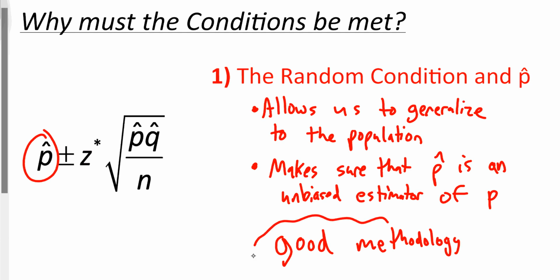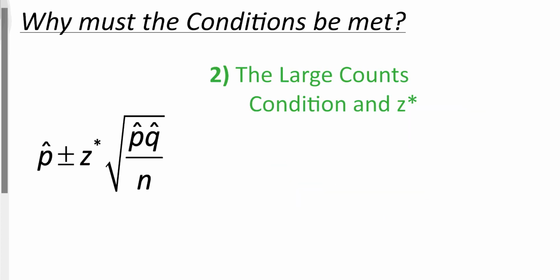There's so many people out there who use bad methodology. We don't want to be those people. We want to use good methodology. All right, condition number 2, the large counts condition.